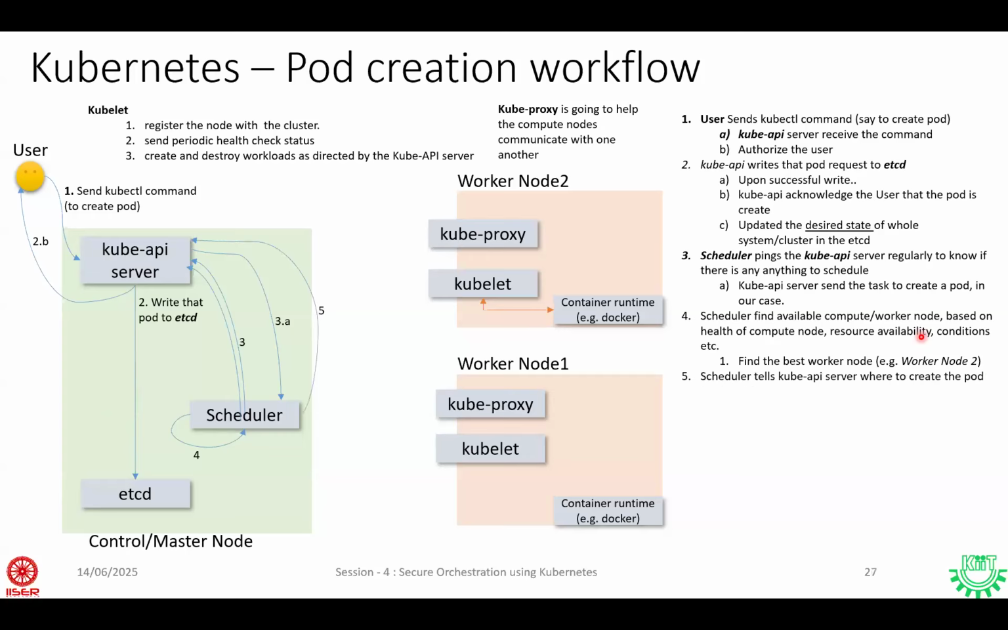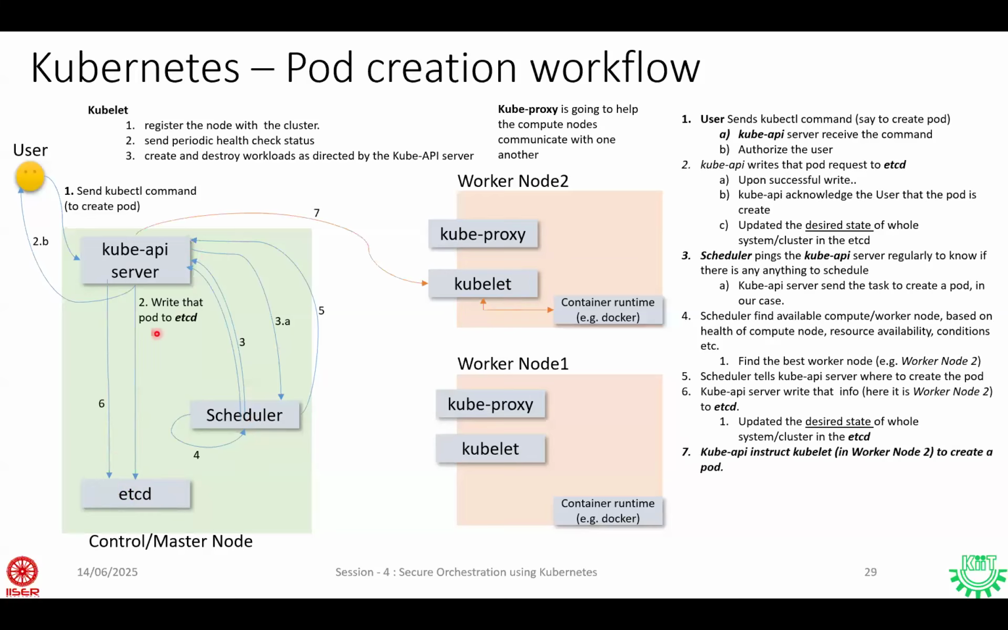And once the scheduler finds the best worker node, it will inform the API server that the pod should now be created in worker node 2. Because before, when the Kube API server wrote that create the pod, at that time the API server didn't know on which worker node it should be created. So now the scheduler informs the API server to please update the information saying that the pod should be created in worker node 2. Let us say worker node 2 is the suitable one. After that, your Kube API server will write that information to the etcd and update the desired state of the whole cluster in the etcd.